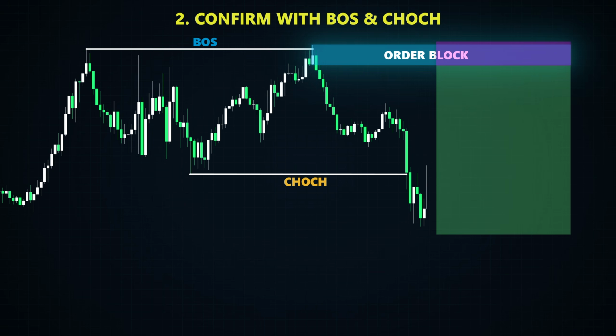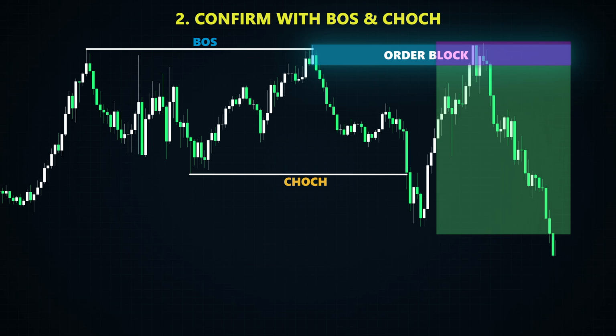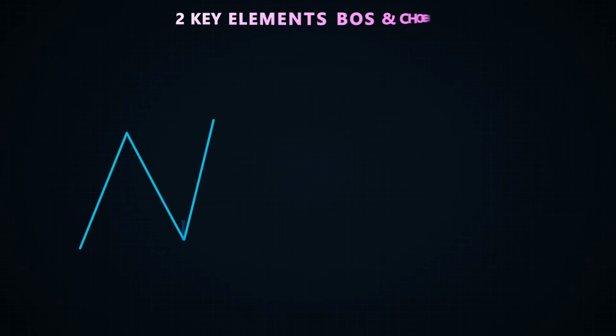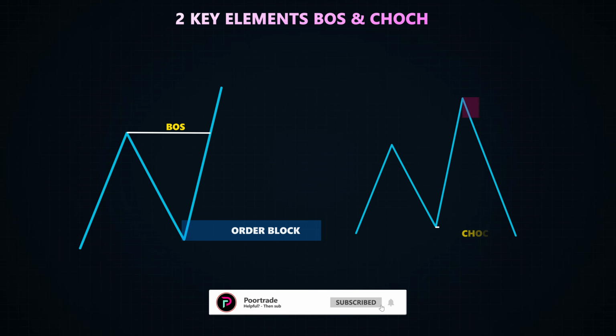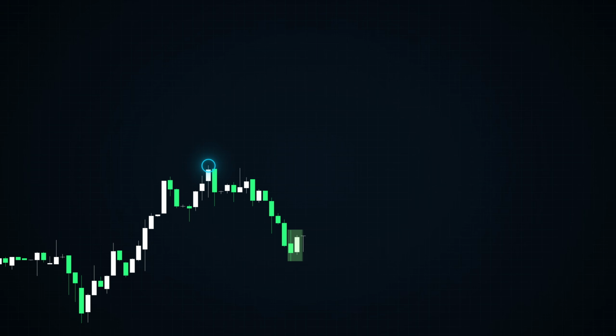Identifying an order block is just the beginning. To truly maximize these setups, you need to confirm what the market is actually doing. How? By focusing on 2 key elements: break of structure and change of character. First, locate the most recent swing high or swing low near your order block. Then, watch how the price reacts.